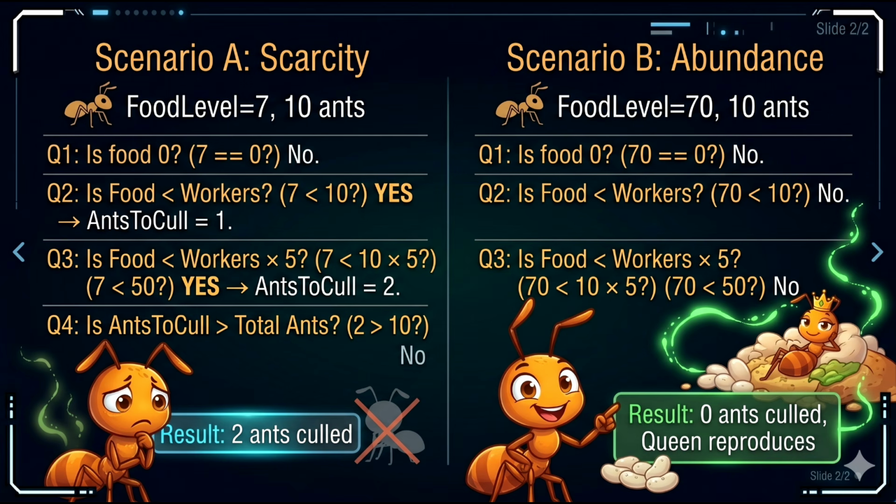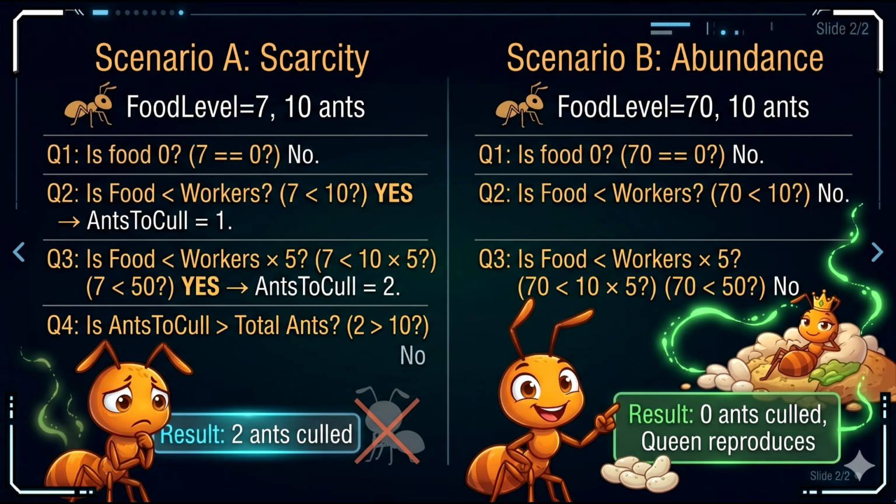Is food 0? No. And the next check would be, is food less than the worker count? 7 is less than 10? Yes. Ants to cull becomes 1. Then we check, is food less than 5 times workers? 7 is less than 50? Yes. Ants to cull becomes 2. Is 2 greater than 10? No. So we cull 2 ants.